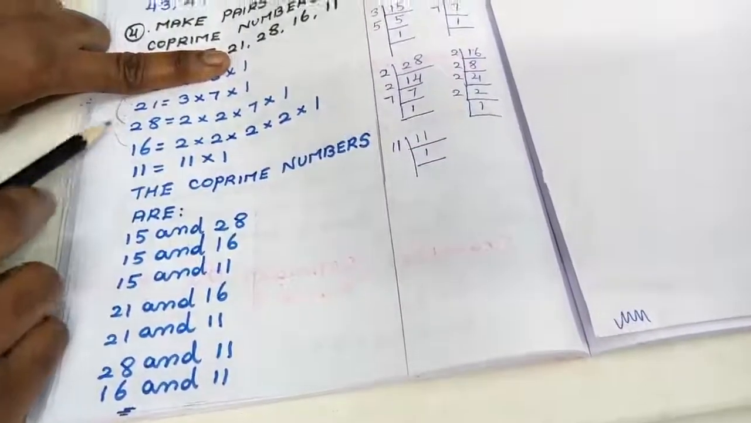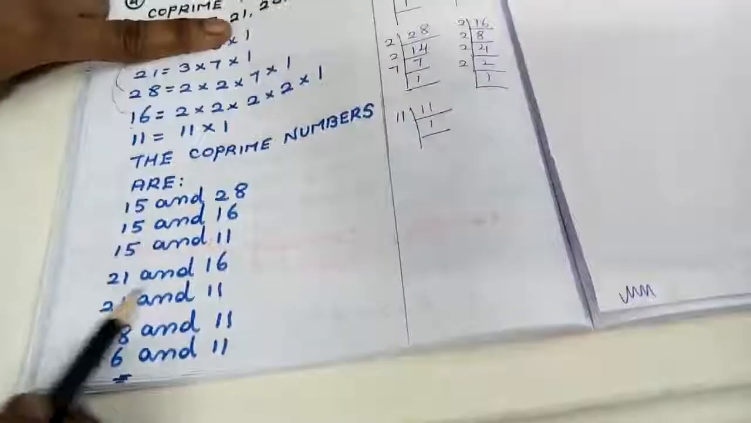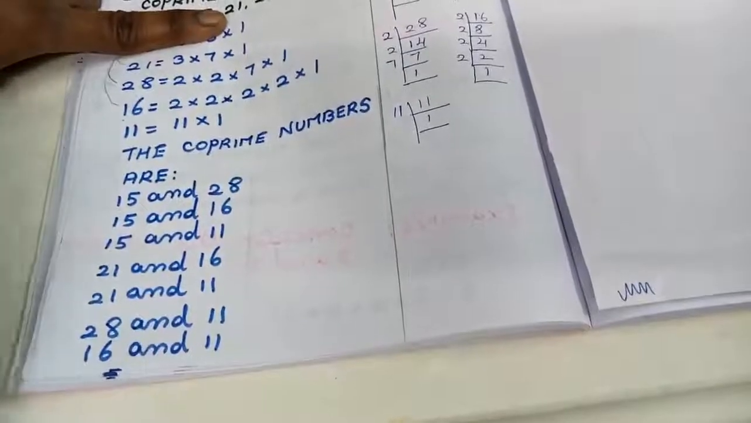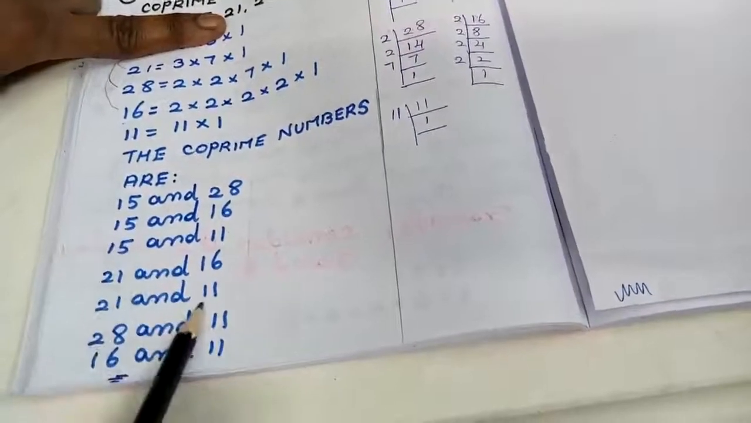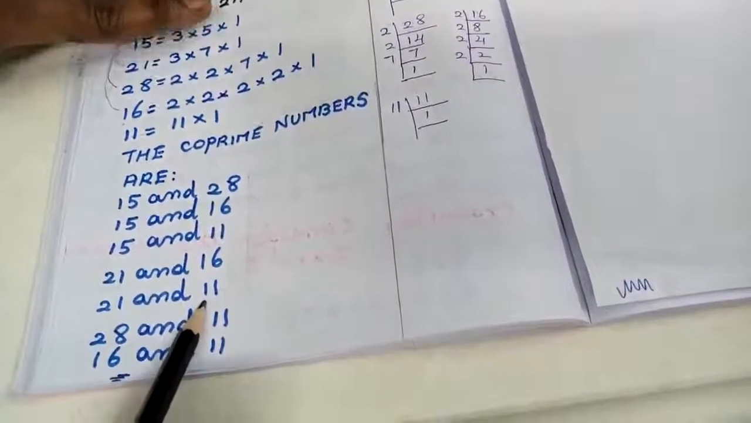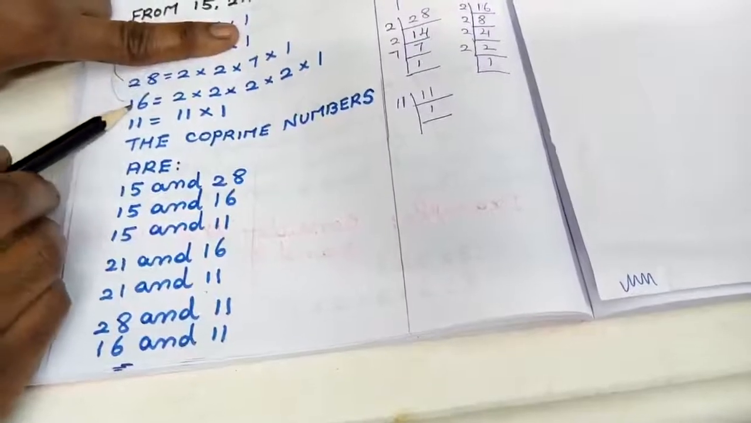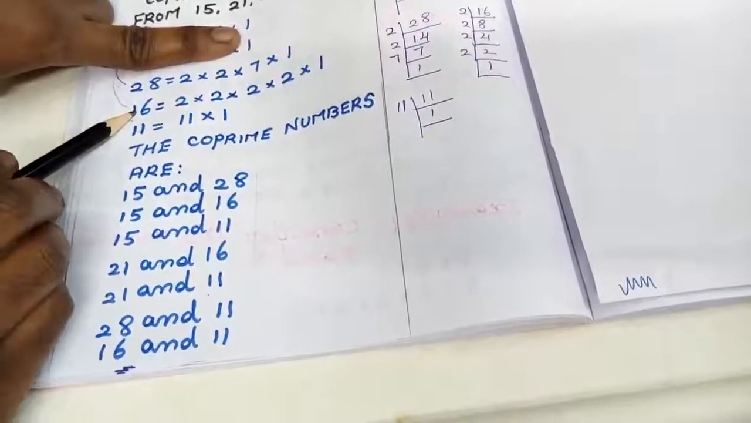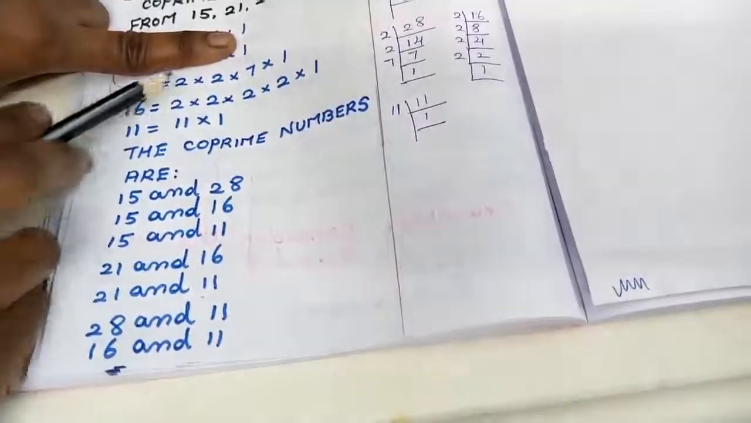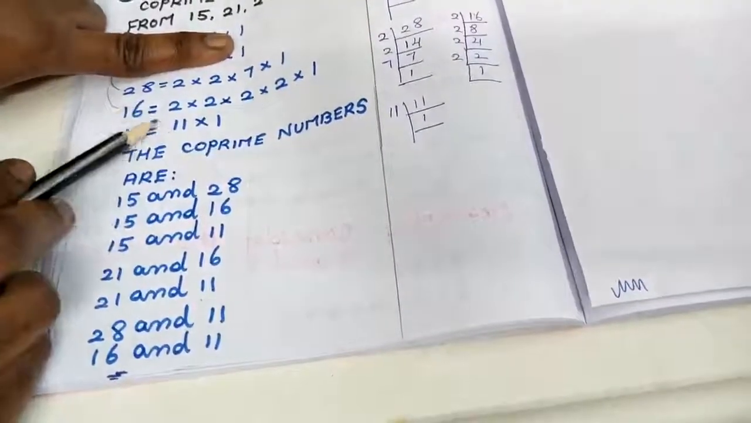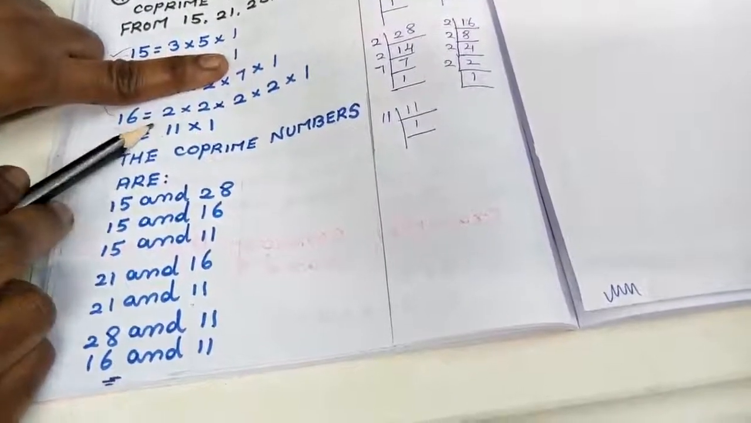21 and 16, while I am comparing, nothing is common other than 1. So, 21 and 16 I will be writing here. 21 and 11, nothing is common. So, 21 and 11 are co-prime values. Once 21 is over, close this one, come to 28. 28 and 16 is not a co-prime pair since 2 is common to both. 28 and 11 are co-prime because other than 1, nothing is common. Coming to 16, 16 and 11, both are co-prime.